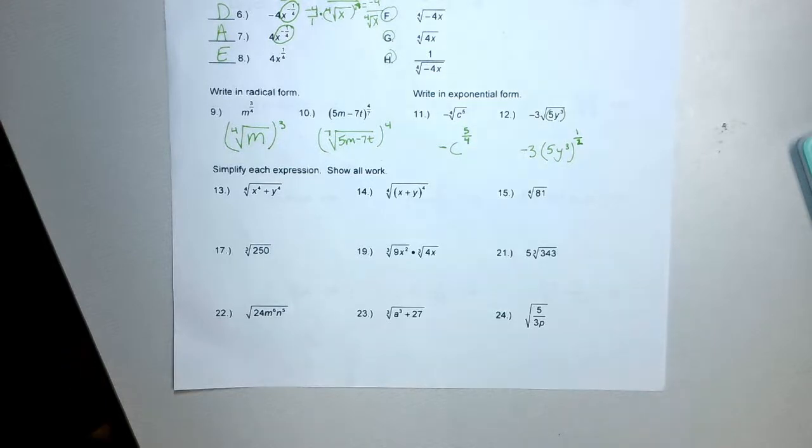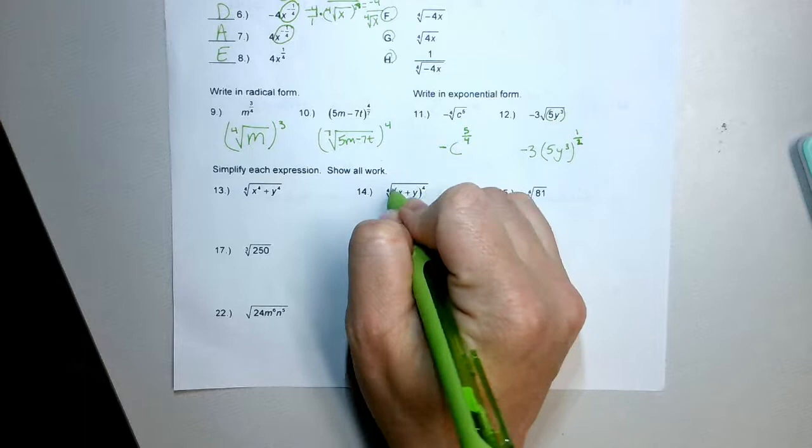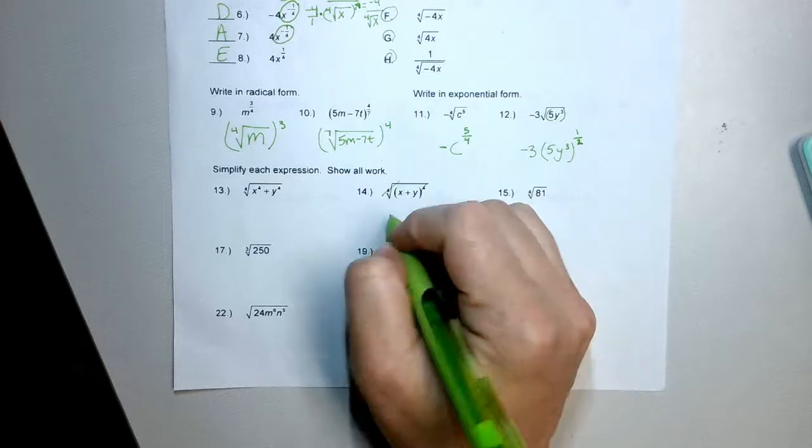Between number 13 and 14. On both? Are you sure? Okay, number 14 you for sure can, because it's this whole thing to the fourth power. So the 4th cancels the 4, and this is just x plus y.